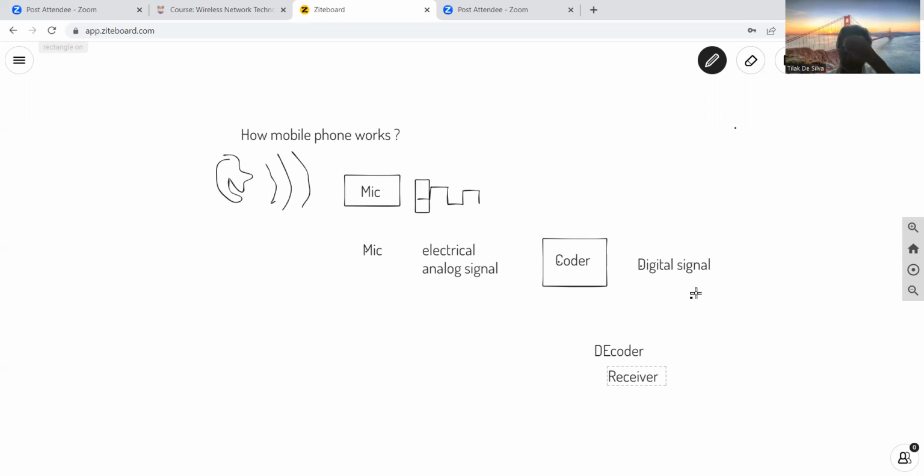There are some other steps. I will explain that one. So the coder mainly converts the electrical analog signal to a digital signal. At the receive end, the reverse of that, the digital signal is converted to electrical analog signal. Normally these two units are together, so it is called the coder plus decoder.